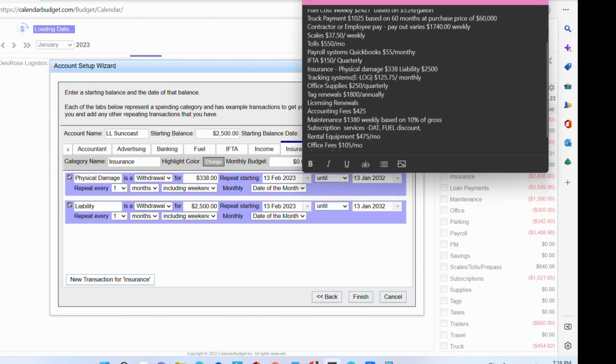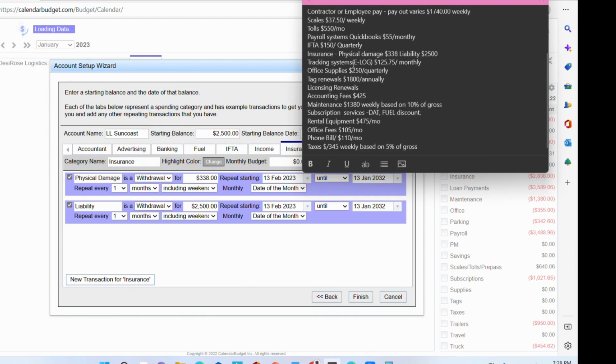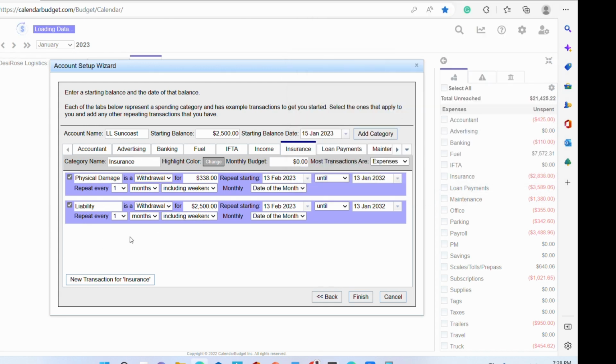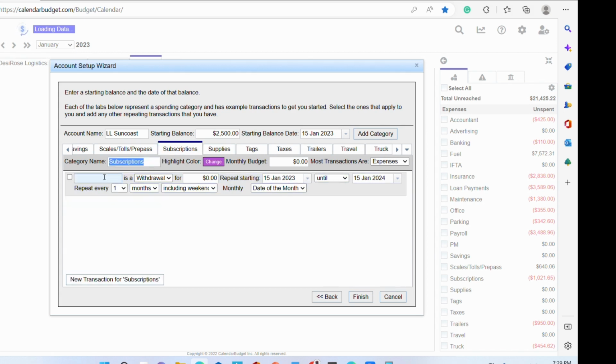Here's the tracking systems. This is probably going to be like your Keep Trucking or Samsara, usually paid on a monthly basis. I sometimes put that under subscription. You can choose to put it under tracking. Whatever is going to alert you to know what it is, that's all that matters. So I'm just going to say this is our Keep Trucking.